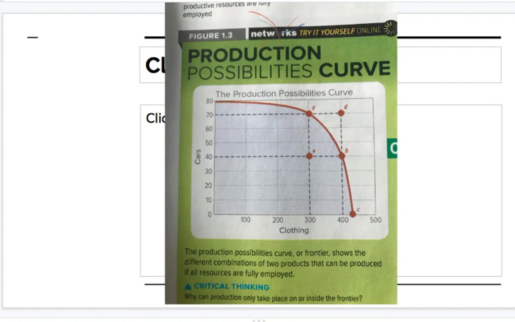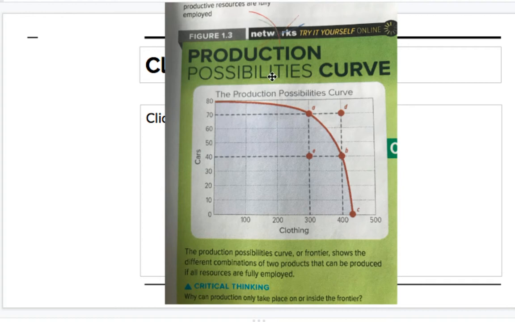In this example, a mythological country is called Alpha, and it produces two different types of goods. You have cars on this side and clothing on this side. Even though Alpha produces only two goods, the country has a number of alternatives available to it, which is why the figure is called a production possibilities frontier.